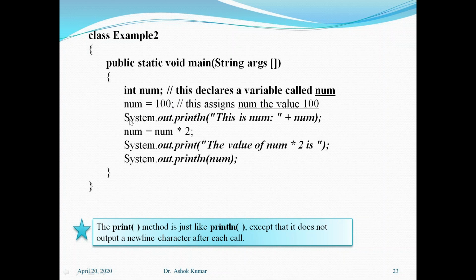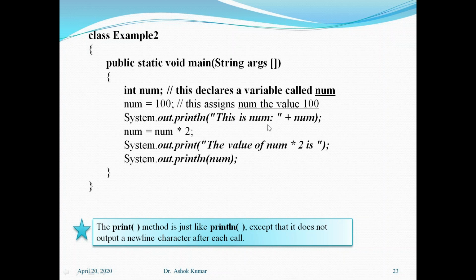Then we have used the System.out.println method to print the message on the screen. The message that we want to print is "This is num", and then here it will display the value of the num variable, that is 100. So you will get this result: this is num colon 100. How it will be executed, I'm going to discuss with you in more detail.